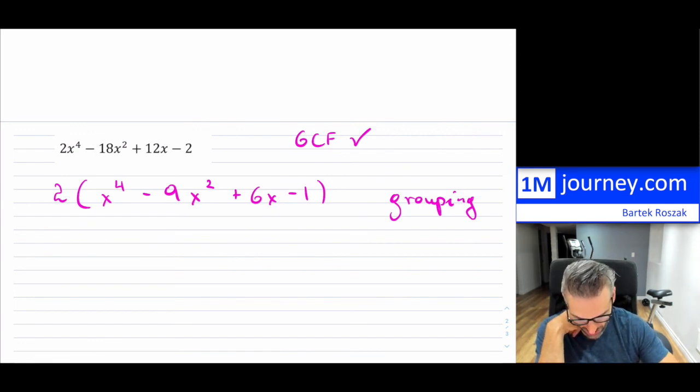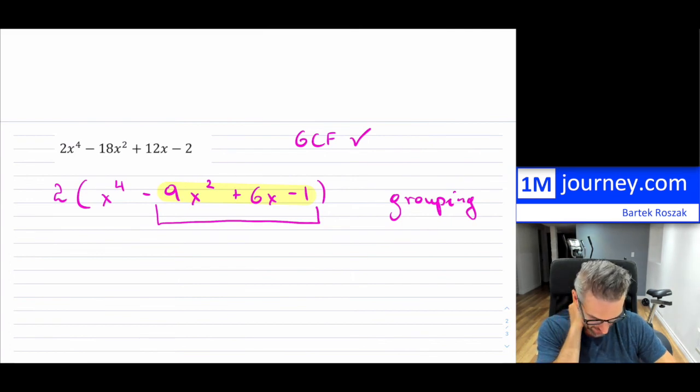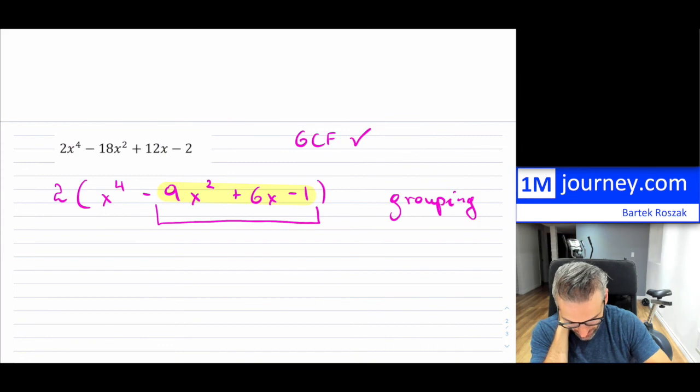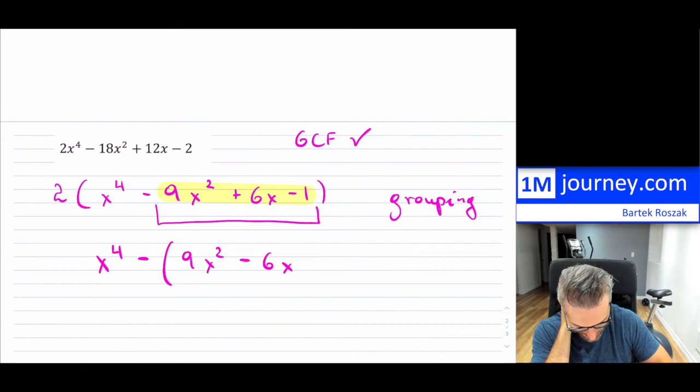I do see, right here, I do have a quadratic. So if I just take that on its own, I'm going to try to see here if I can factor this out. Now, I don't want to deal with the negative 9, so maybe what I'll do is x to the 4 minus, and if I take out the negative, I'm going to get 9x squared minus 6x plus 1. That's going to be there. So the 2 still stays behind.